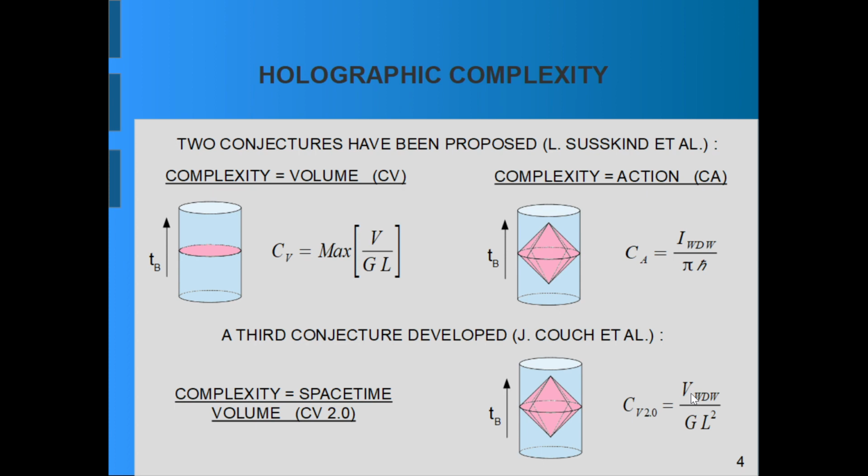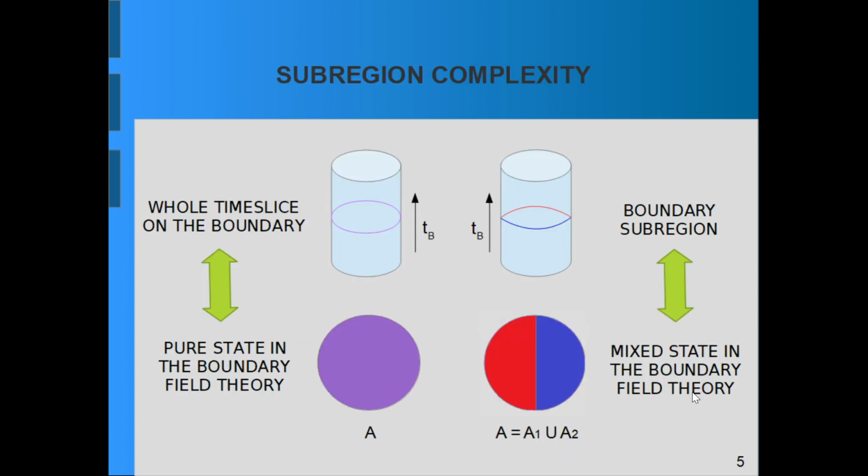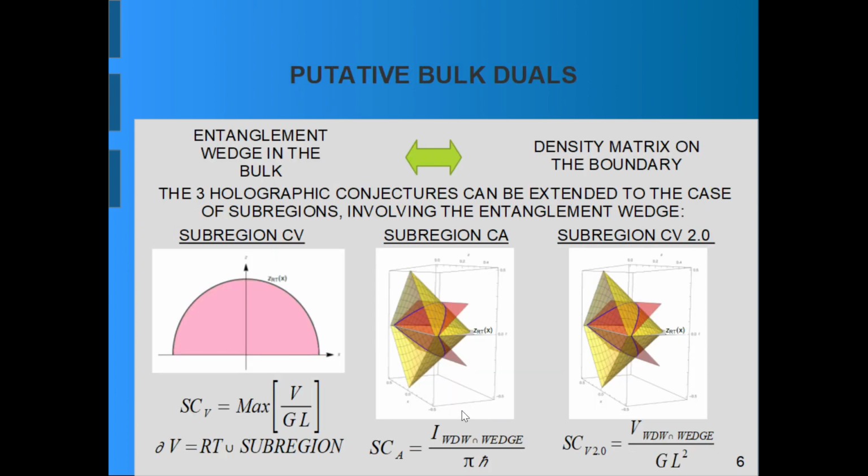It is now interesting to extend the notion of complexity to mixed states. As I said, a whole time slice on the boundary represents a pure state in the dual field theory. If we consider instead only a subregion on the boundary, we are considering a mixed state in the dual field theory. The putative bulk dual of complexity of such mixed states can be extended from the pure state one involving the entanglement wedge in the bulk.